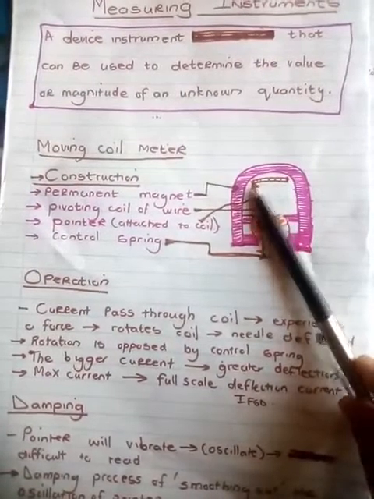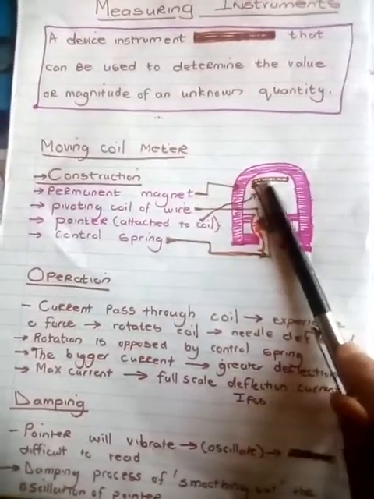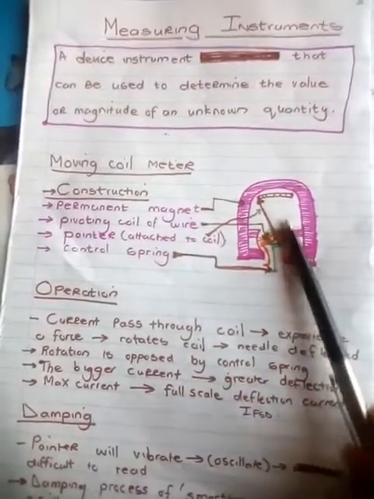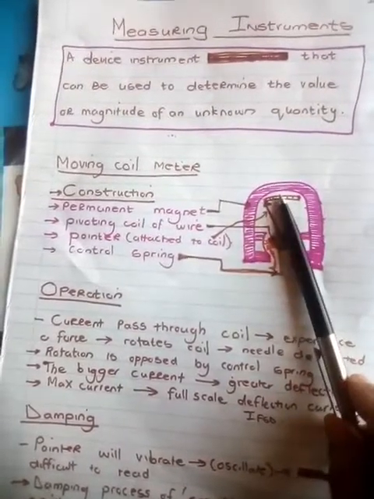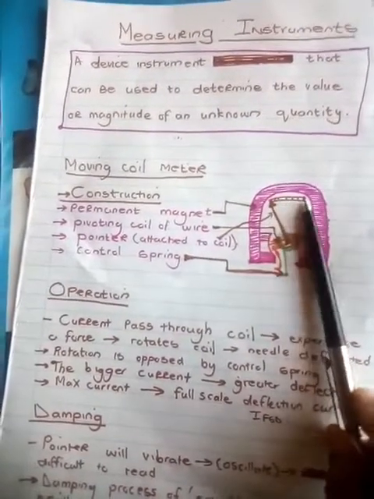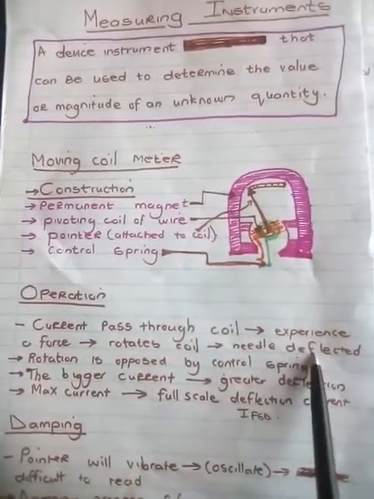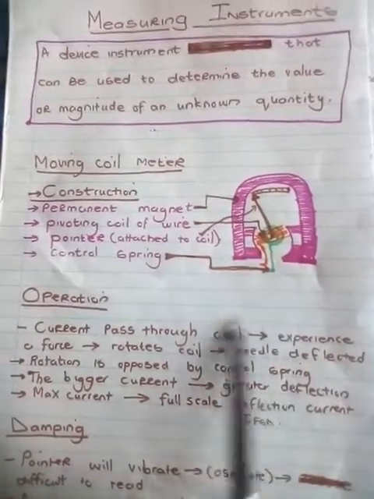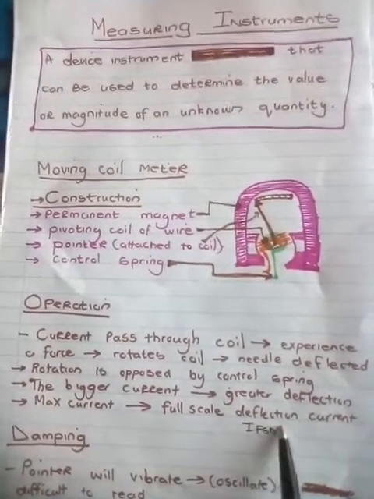The greater the force, or the bigger the current that flows through this coil, obviously it will set up a bigger magnetic field, and the pointer will experience a greater force. Understand? So if you pass 1 current through there, it will be a small magnetic field, and it will only move to 1. If you pass 10 current through it, it will set up a bigger magnetic field and it will move to 10. So current passes through the coil, experiences a force which rotates the coil. The needle is said to be deflected. This rotation is opposed by a control spring, which is the green one there. The bigger the current, the greater the deflection. Maximum current is called full scale deflection, or IFSD.